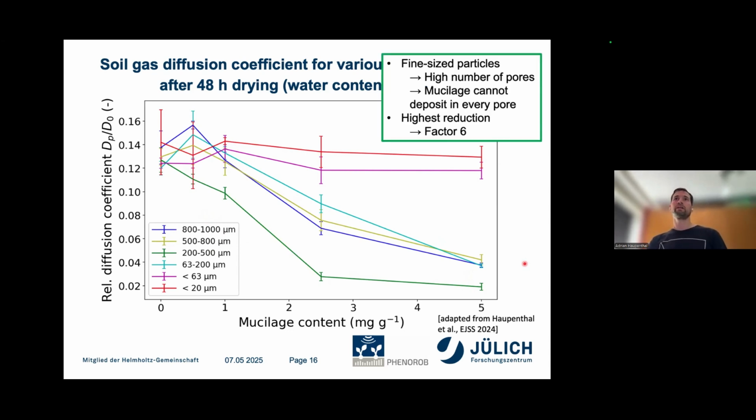So to summarize, for the fine particle size, we have a higher number of pores where mucilage cannot deposit in every pore. And we have the highest reduction here for the medium-sized sandy soil with a factor of 6.